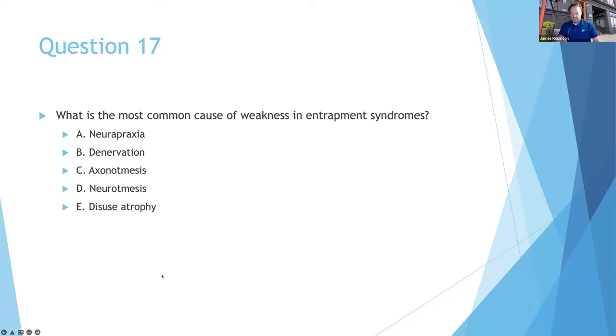Okay, so question 17, what is the most common cause of weakness in entrapment syndromes? Neuropraxia, denervation, axonotmesis, I can never say that word, neurotmesis, or disuse atrophy.